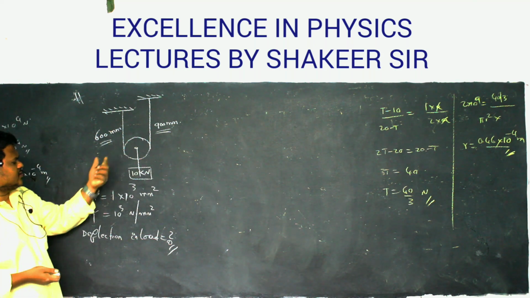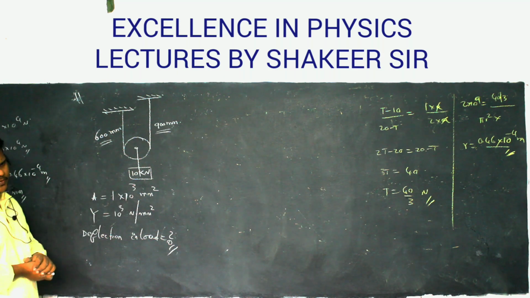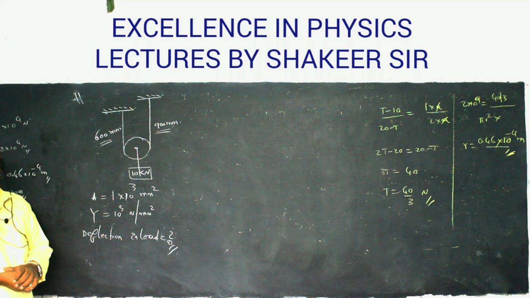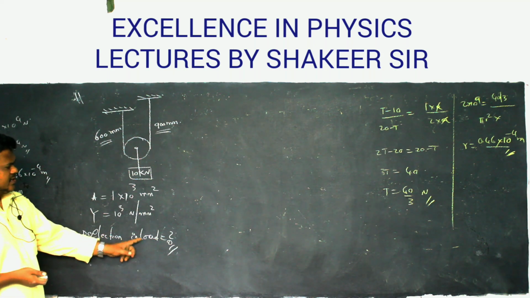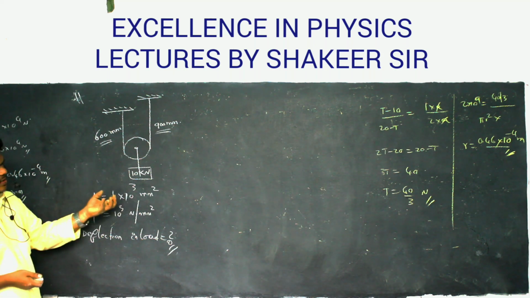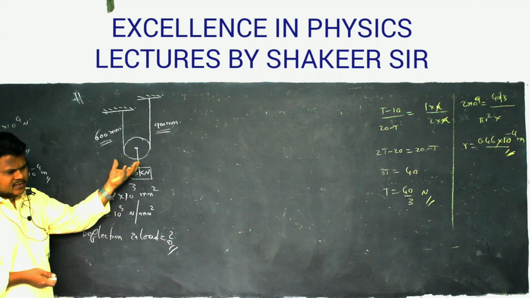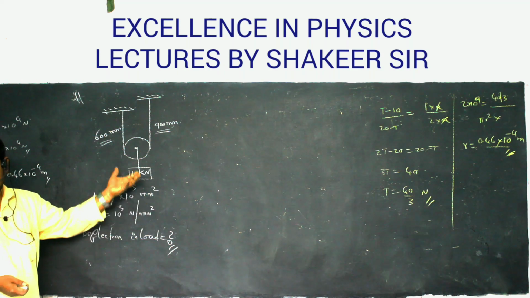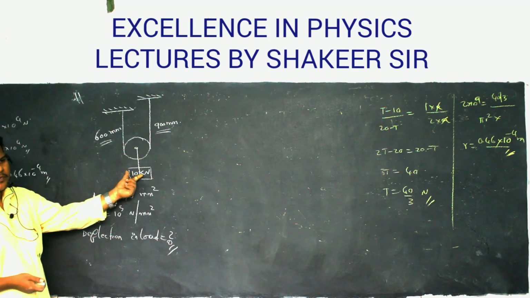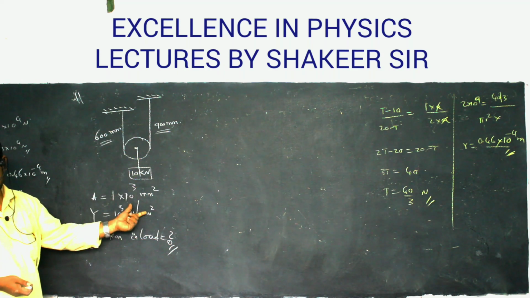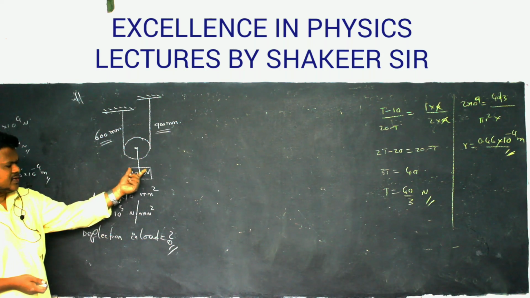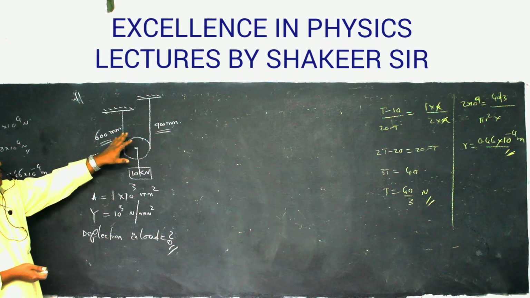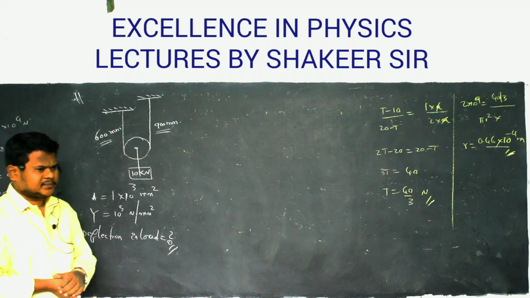What is the area of cross section of wire? 1 into 10 power 3 millimeters square. The Young's modulus of this wire is also given in terms of millimeters only. Understand? Then what is the deflection in this load? If I place this much of load to this system, then this wire will elongate, no? If wire elongates, definitely this load will move downwards. Clear? So deflection means how much distance this load will come down if I am supporting this type of system. Clear?